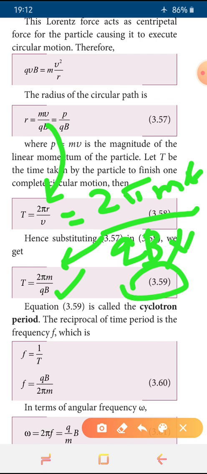Have you understood, children? It's a very simple derivation. First we are using the general Lorentz force formula. If it is circular motion, the Lorentz force should be equal to the centripetal force. You know centripetal force is the force acting towards the midpoint. If there is no centripetal force, that particle will not make a uniform circular motion. It will go away or fall into the circle.